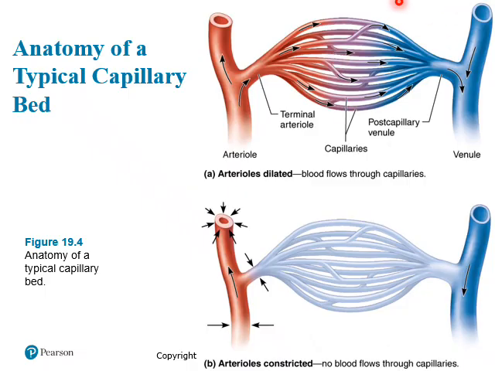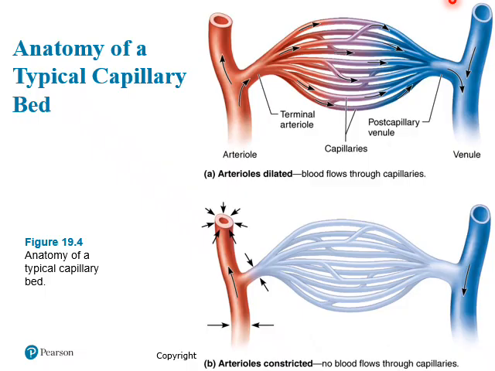The capillary would then drain into what you call a post-capillary venule, and the blood flow through the bed is controlled by the diameter of the terminal arteriole, right here, and the upstream arterioles. The local chemical conditions and arteriolar vasomotor nerves regulate the amount of blood entering the capillary bed.